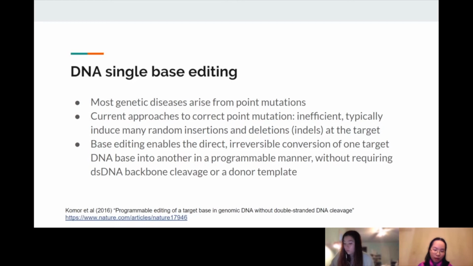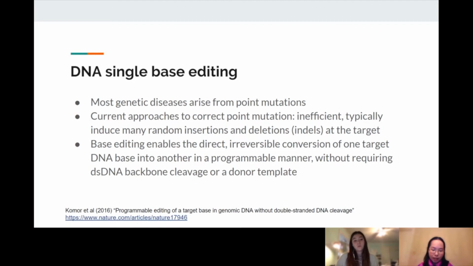Current approaches to correct point mutations are inefficient, and they typically induce many random insertions and deletions, also called indels, at your target DNA sequence. These insertions and deletions are typically caused by a double-stranded break made with the enzyme in trying to make that correction. Then the DNA repair system gets involved, realizes the DNA is damaged, and you start having these insertions and deletions because the repair system doesn't totally know what is going on. It's trying to fix it too.